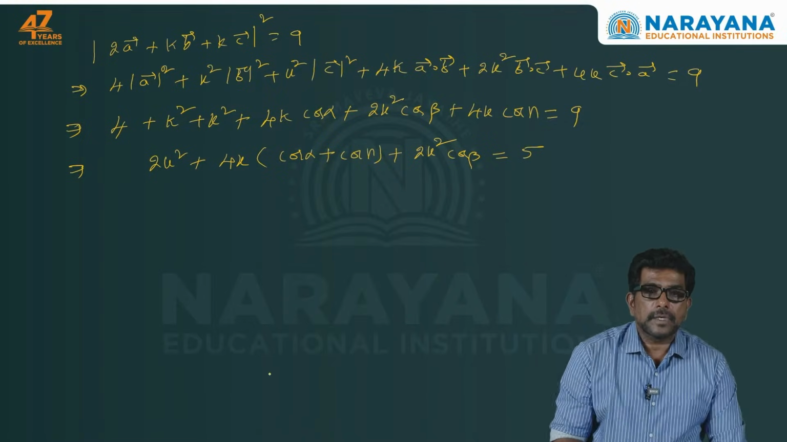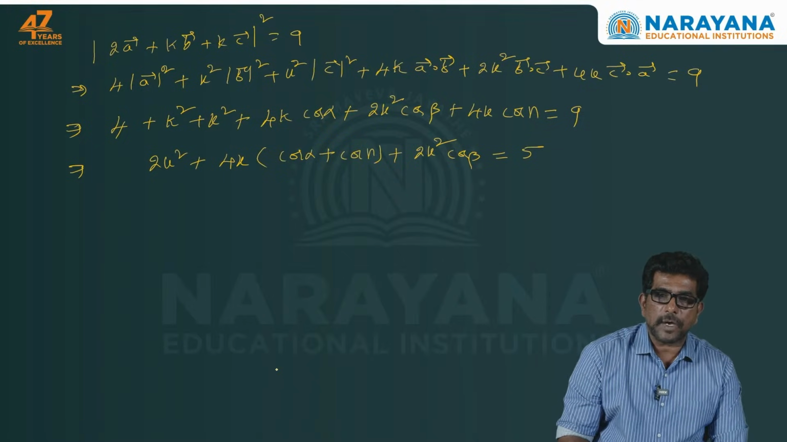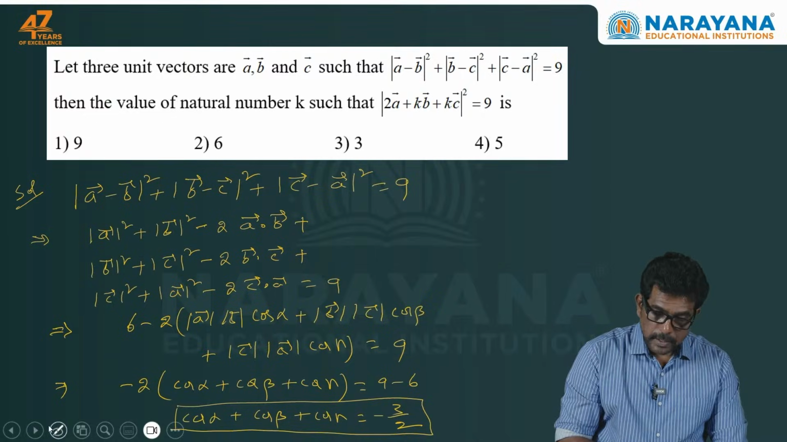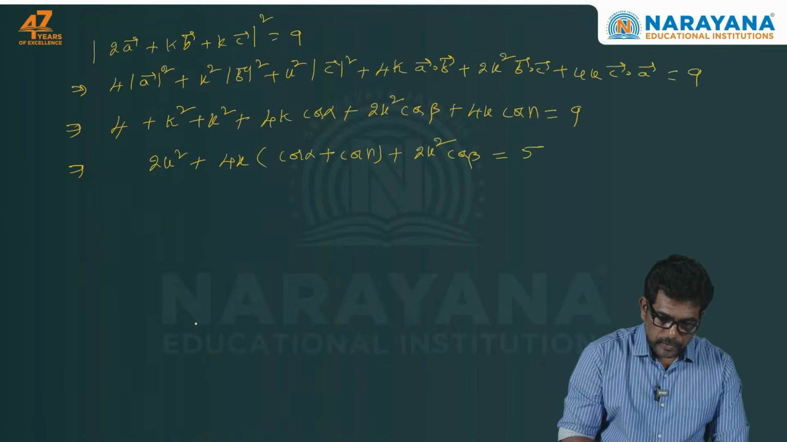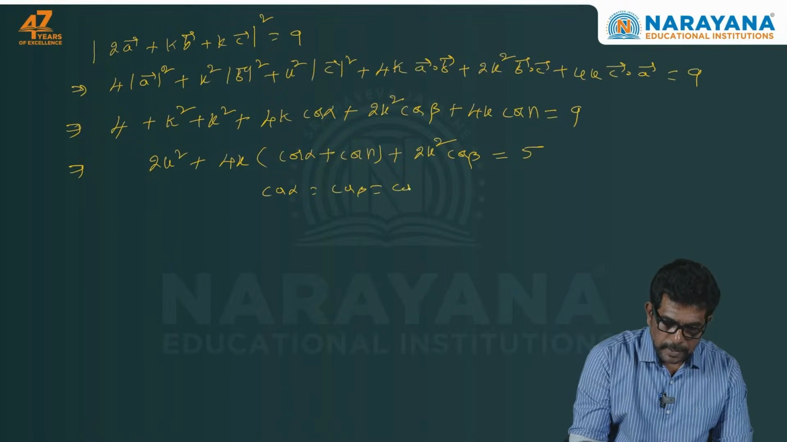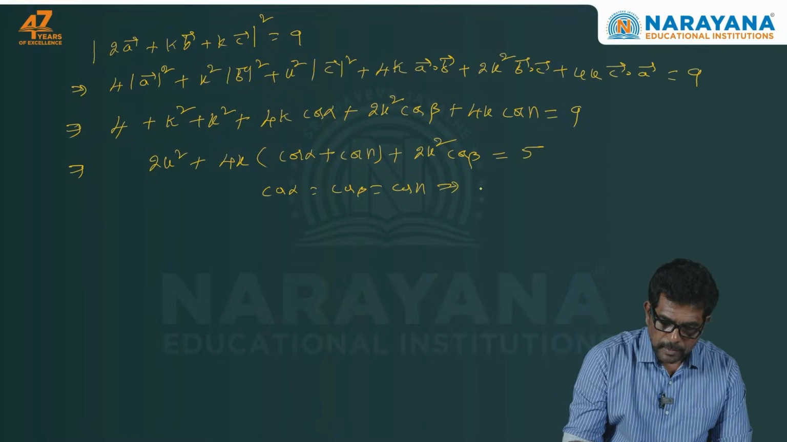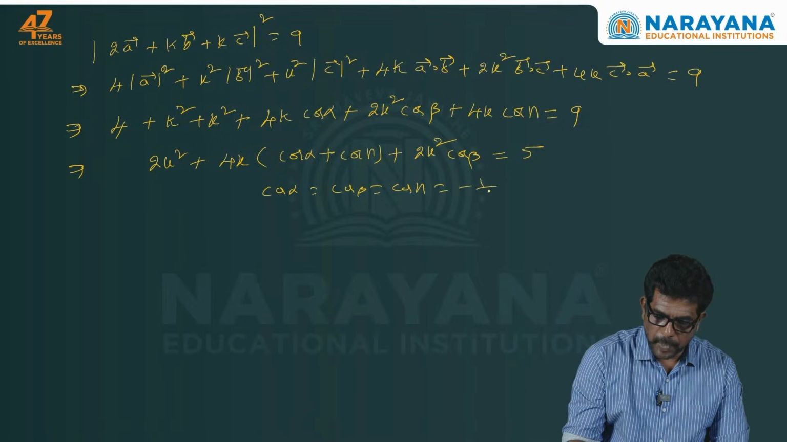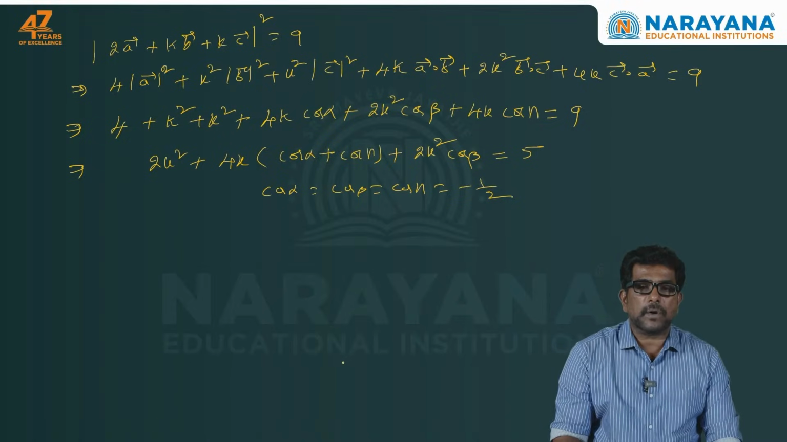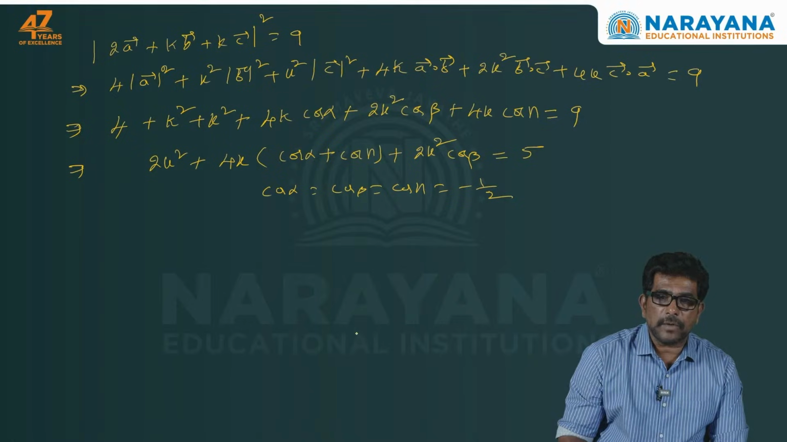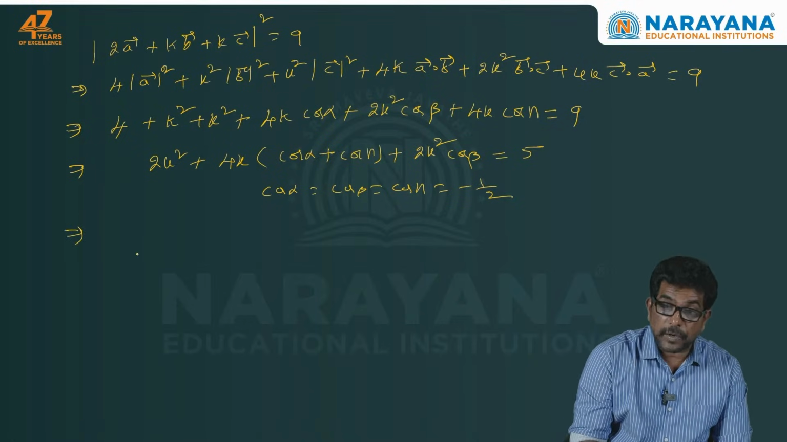Now to get the k value we want cos alpha, cos beta and cos gamma. From the given, it is memory based, there may be some data insufficient. Suppose we assume that cos alpha is equal to cos beta is equal to cos gamma, then because cos alpha plus cos beta plus cos gamma is equal to minus 3 by 2, each one is equal to minus 1 by 2.